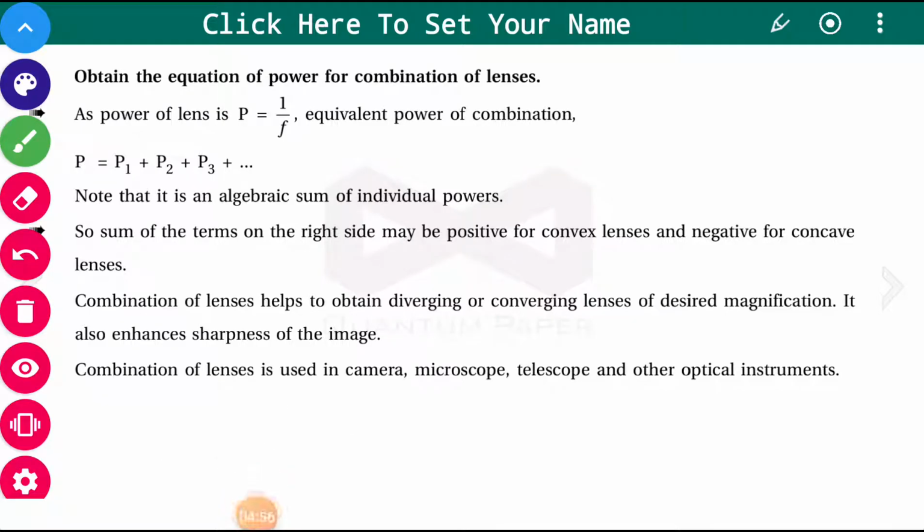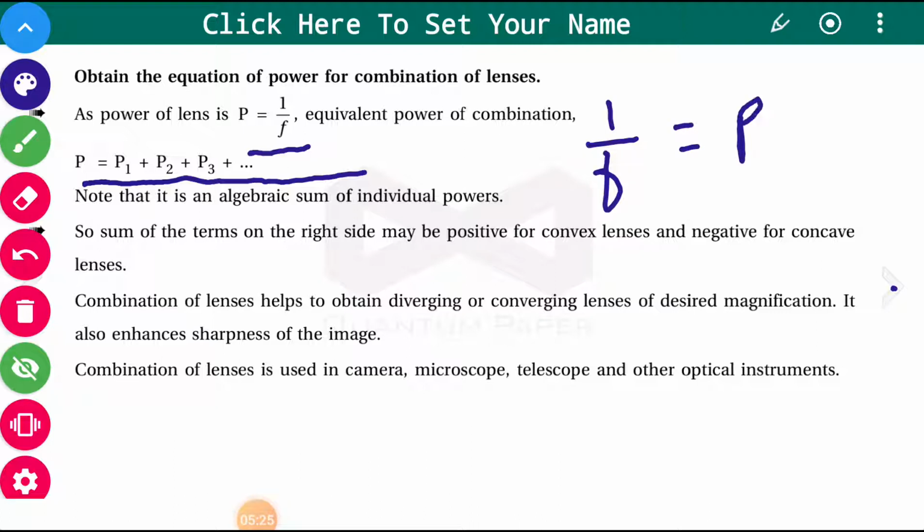Now, from this discussion we can go to the equation of power for a combination of lenses. Power is 1/f; the inverse of focal length is power. So the equivalent power of a combination of n lenses is P equals P1 plus P2 up to Pn. Here 1/f is the equivalent power of the combination, which equals the sum of the individual powers of the different lenses in contact.